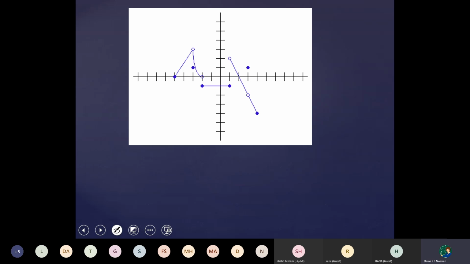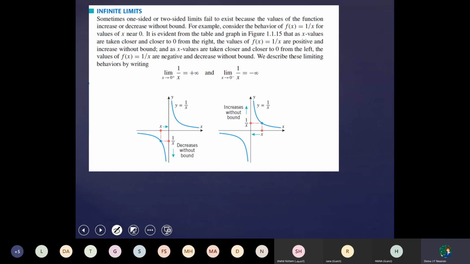But today we are talking about limits that are not a finite number. It is not like saying the limit of x when x approaches 2 is 4. No, here we have an infinite limit. The answer will be positive or negative infinity.